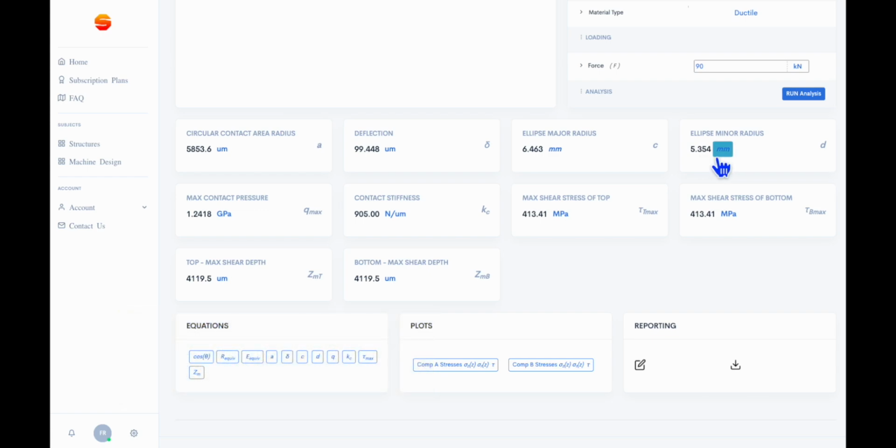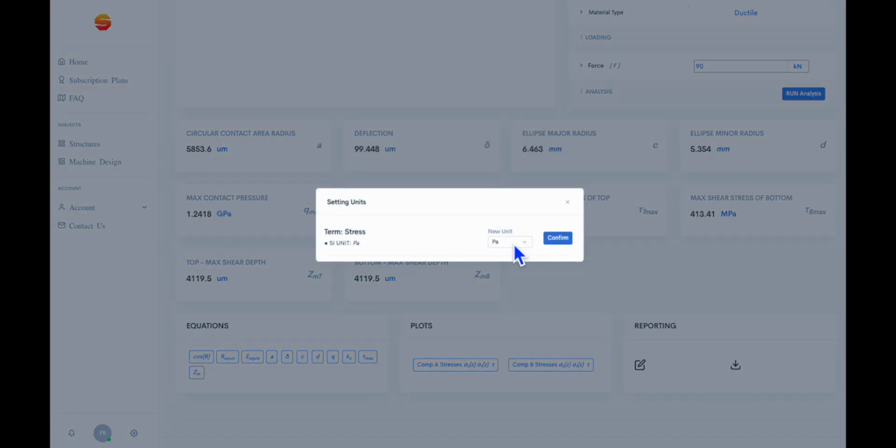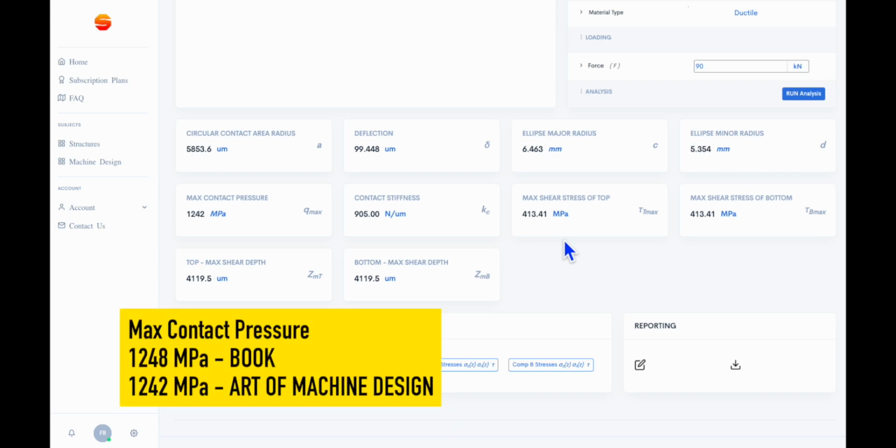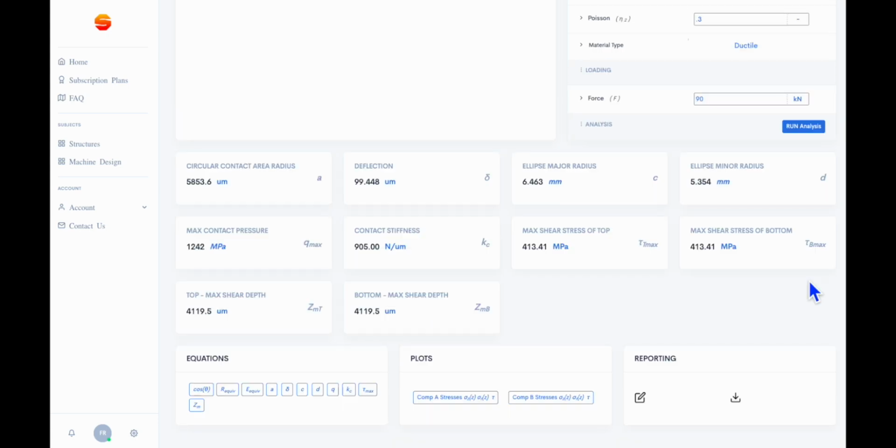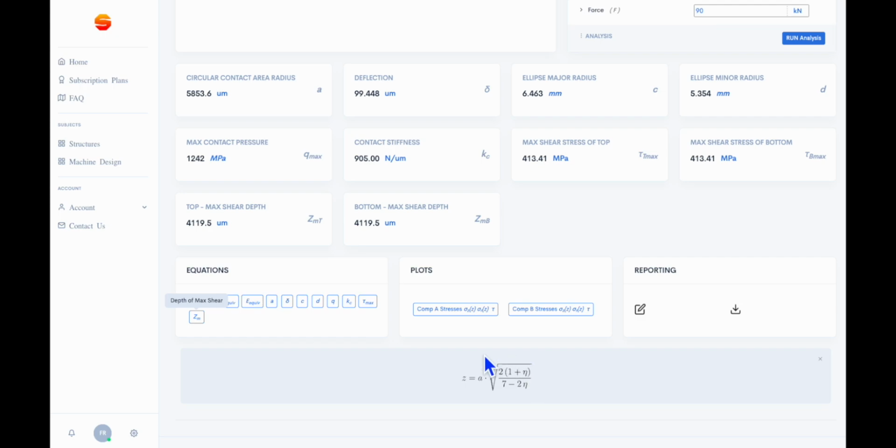And now let's go to the contact stress. And they put it in megapascals. We are calculating 1242. Per the book, it says 1248 megapascals. Part of the validation process for this calculator included comparing to 4 additional other Hertz contact analysis calculators. One of the things that was different is how do you calculate the depth of max shear? And the way that it's done, and this is how it's shown in Slocum's book, is via this equation.